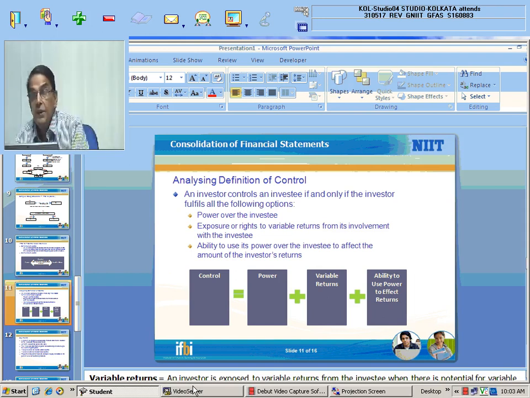So the investor company is exposed to what we call variable returns from the investee when there is a potential for variable performance from the investee. In other words, the returns like dividends and profits from the investee will depend on the performance of the investee. There will be no fixed right to a specific return.